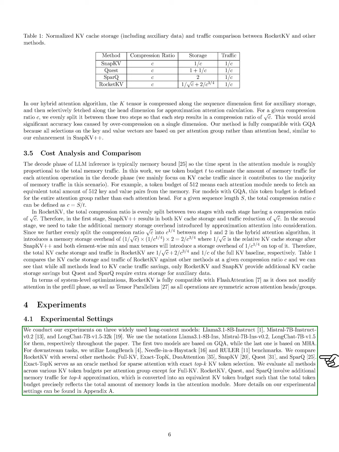Exact top K serves as a reference for sparse attention with precise top K KV token selection. We evaluate all methods across different KV token budgets per attention group, except for full KV. RocketKV, Quest, and SparQ incur extra memory traffic for top K approximation, which we convert into an equivalent KV token budget to accurately reflect the total memory loads in the attention module. More details on our experimental setup can be found in the appendix.